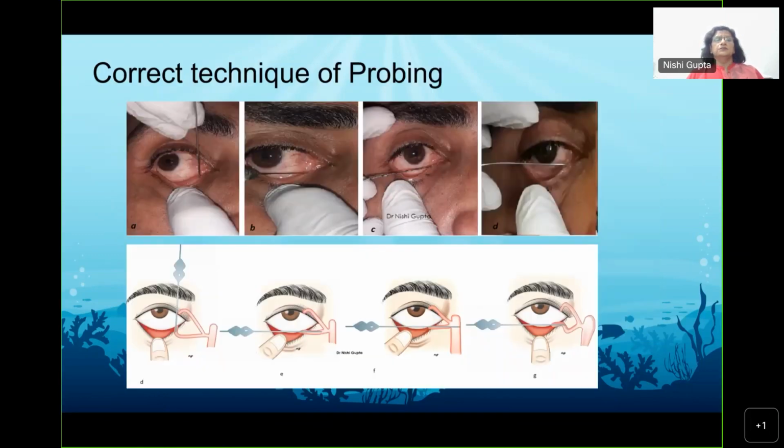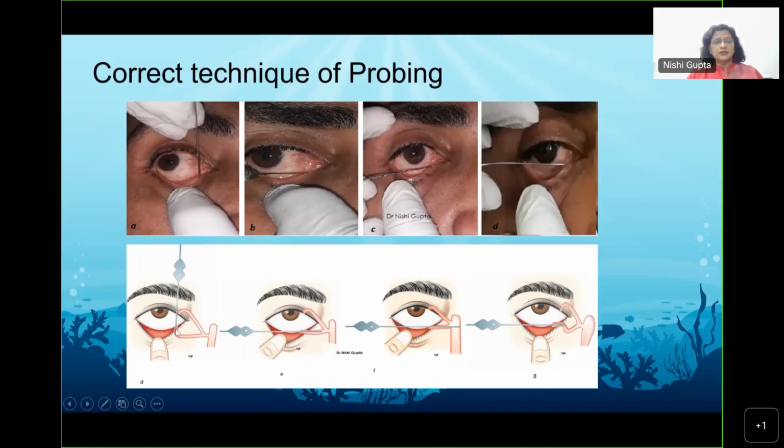Now it is very essential to know the correct technique of probing, and the same is applicable in syringing also. I have not described in detail what type of syringing cannulas we can use. There are curved syringing cannulas available in the market. We often use the straight cannulas, but you can use any one that you are comfortable with. The right technique is described in this schematic diagram also.